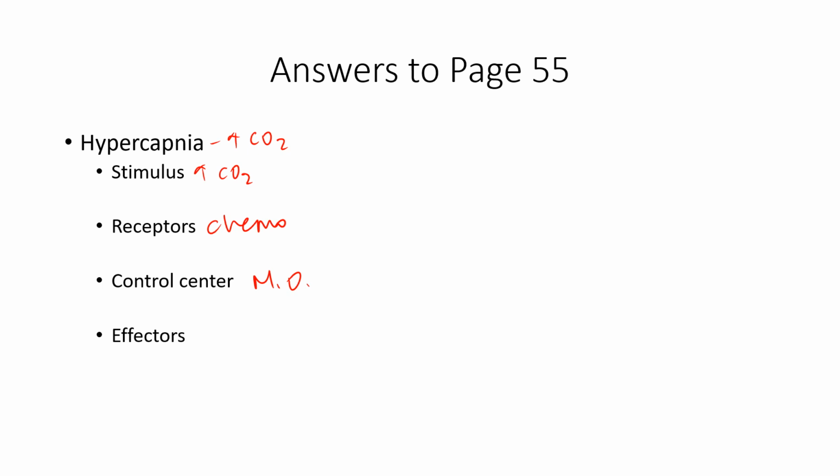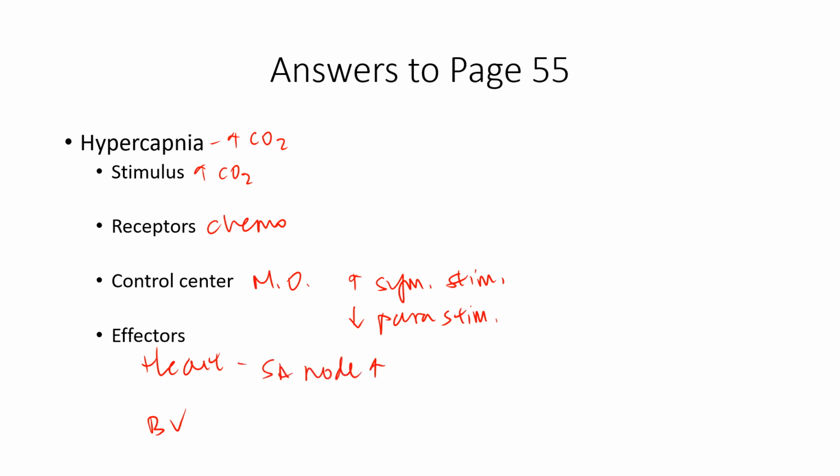If you check your chart on page 54, in this situation we're going to see an increase in what type of stimulation? Sympathetic stimulation, okay? And likewise a decrease in parasympathetic, but that's less important here. So our two effectors are the heart and the blood vessels. What do you think happens to the SA node for the heart? SA node increases the rate.